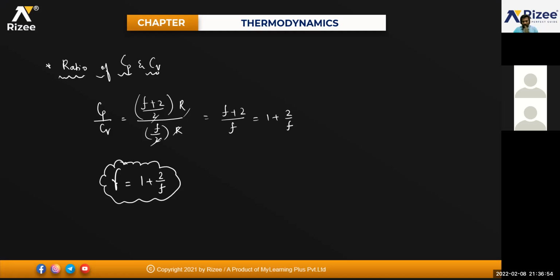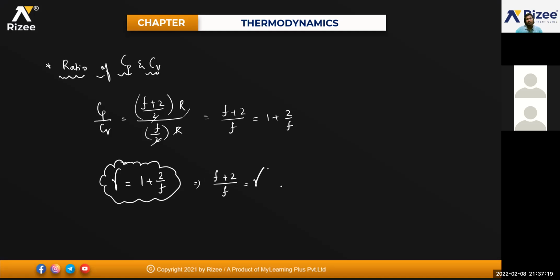Clear, beta? So gamma is equal to that much. That means gamma value is equal to how much for me? What is Cp by Cv? Gamma is equal to Cp by Cv. Or I can write this as gamma is equal to F plus 2 divided by F.